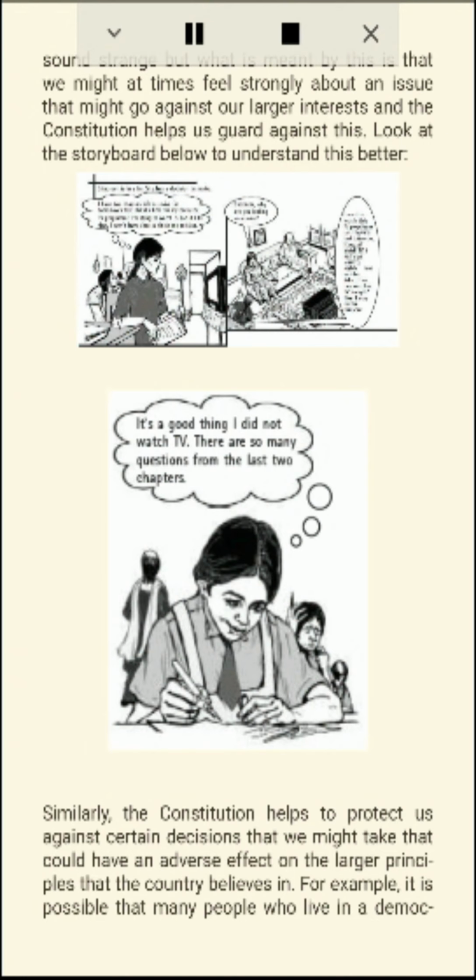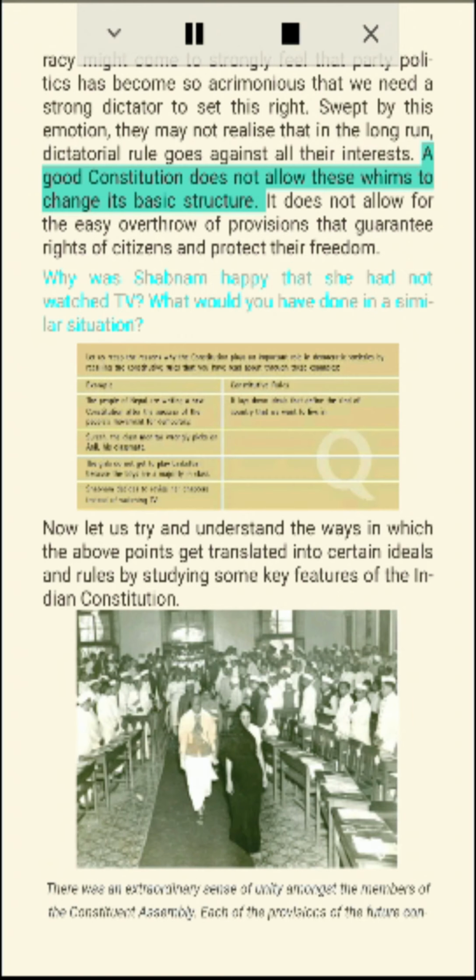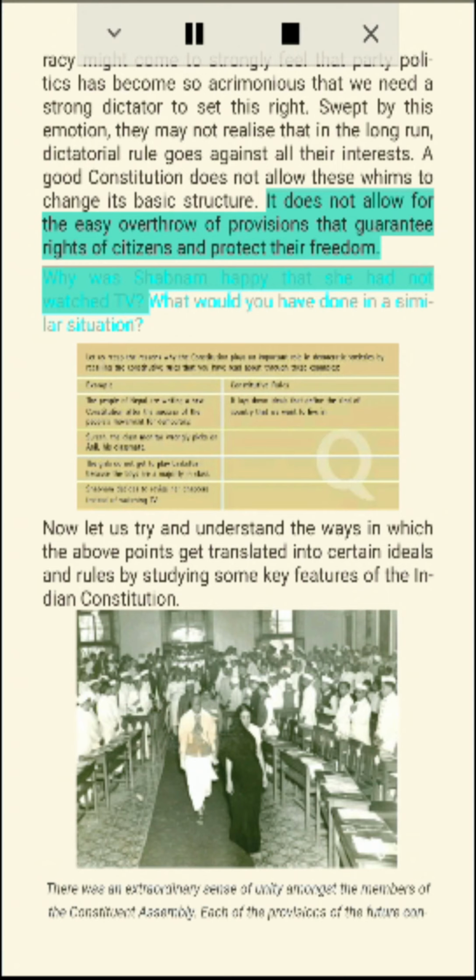For example, it is possible that many people who live in a democracy might come to strongly feel that party politics has become so acrimonious that we need a strong dictator to set this right. Swept by this emotion, they may not realize that in the long run, dictatorial rule goes against all their interests. A good constitution does not allow these whims to change its basic structure. It does not allow for the easy overthrow of provisions that guarantee rights of citizens and protect their freedom.